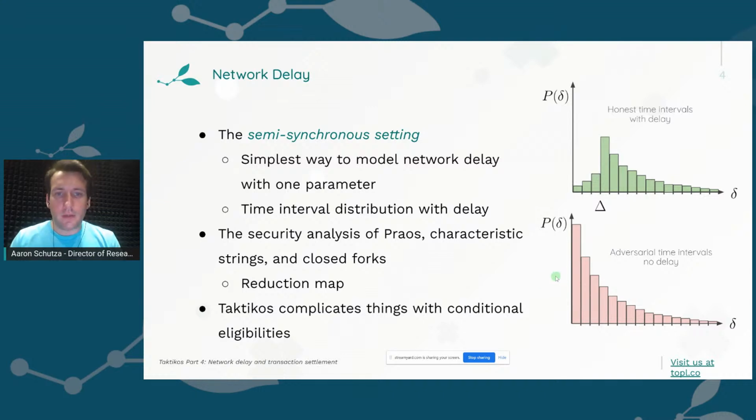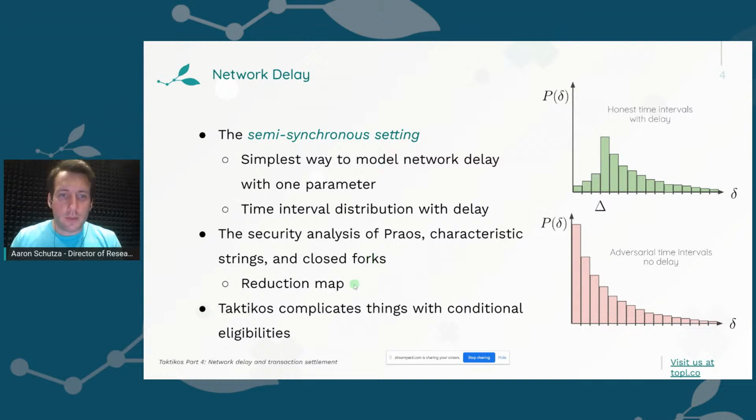And the way of treating this in the security setting of the semi-synchronous setting has been paved by the analysis that went into the Ouroboros-Praos protocol. They have this analysis framework which uses characteristic strings, a kind of combinatorial way of cataloging the leader election events and counting the number of forks that occur due to this network delay model.